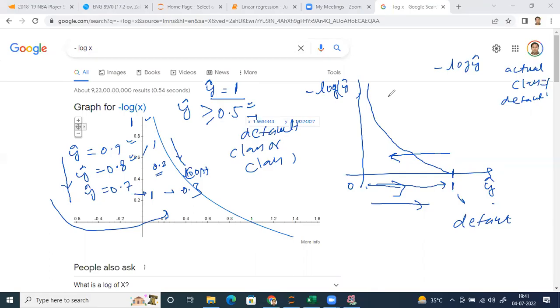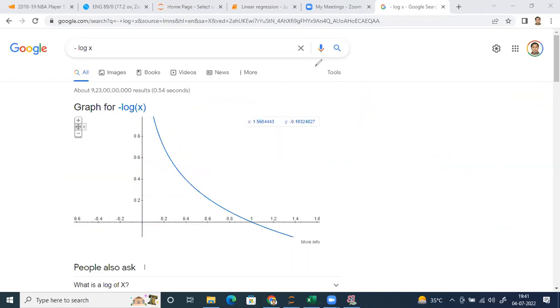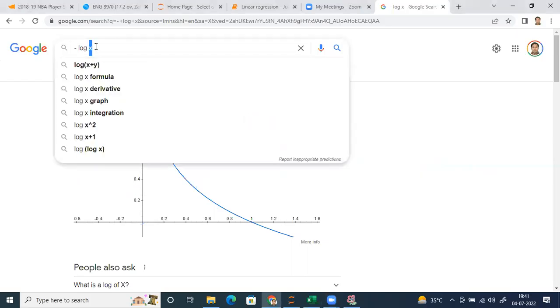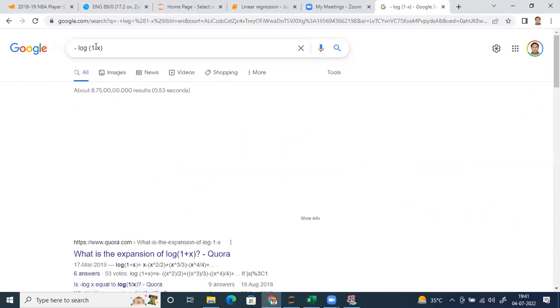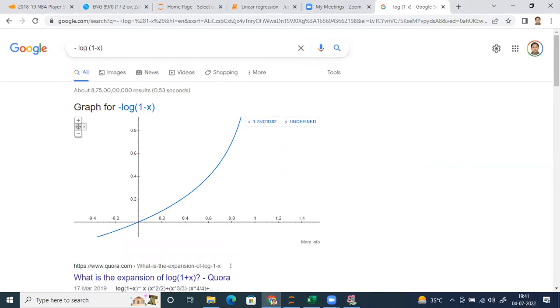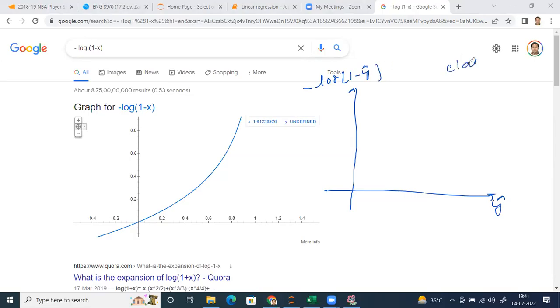Similarly, what was the other case we mentioned? Remember, we mentioned minus log of 1 minus y hat. That is minus log of 1 minus x. See the graph this time, everyone. What is the graph? Minus log of 1 minus x. In our case, you will take y hat here, and it becomes minus log of 1 minus y hat, when your actual class is 0, or the non-default class.